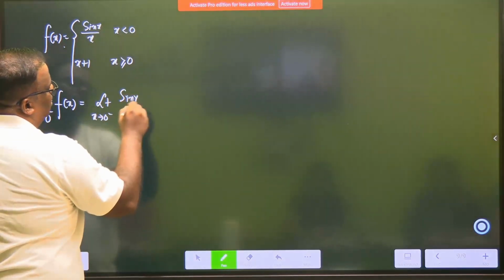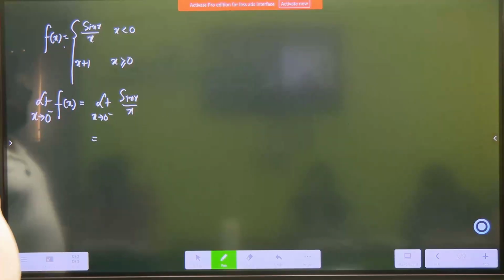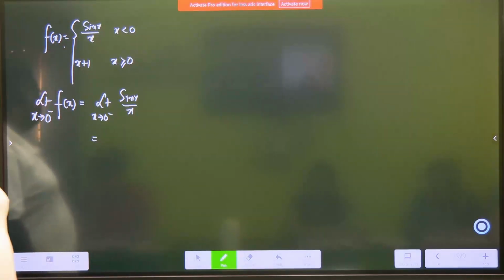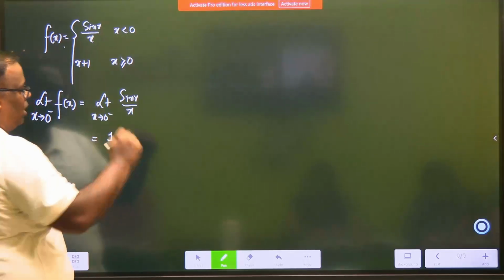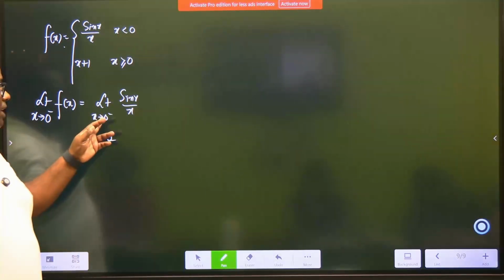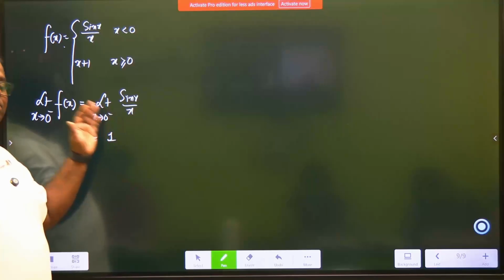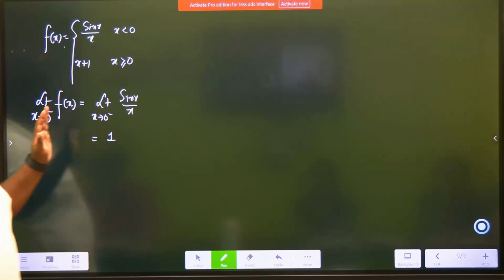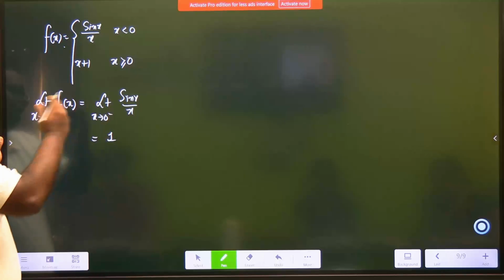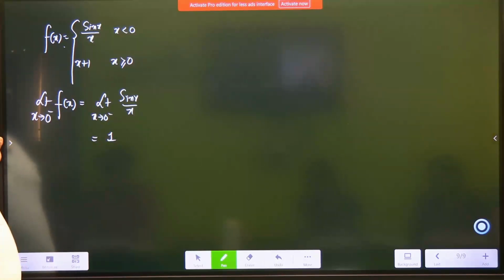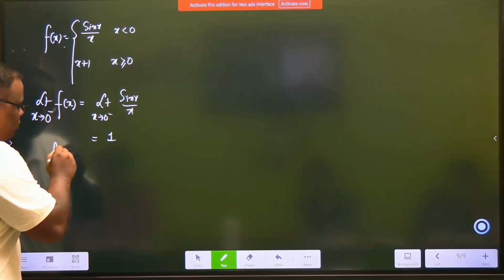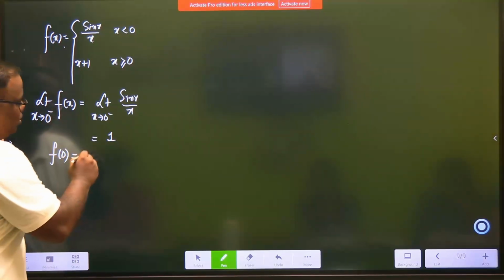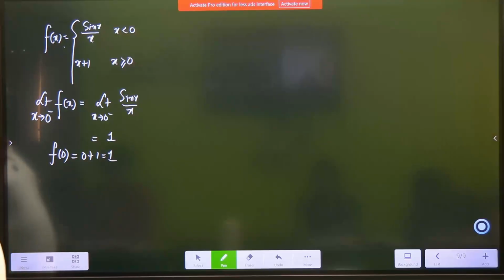Sin x by x. This is an identity: limit x tends to 0 of sin x by x is equal to 1. This value is equal to 1. Now I am saying 0 minus, but 0 minus itself is the limit on this side. The limit is defined. So we have a limit value on this side. If you want the value of f of 0, what is it? 0 plus 1, that is 1.